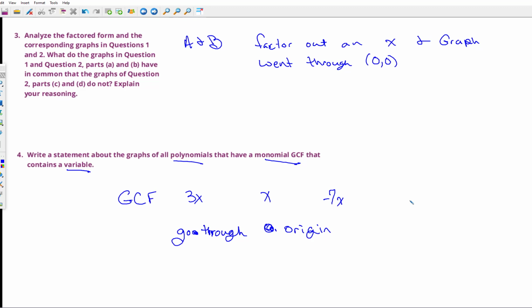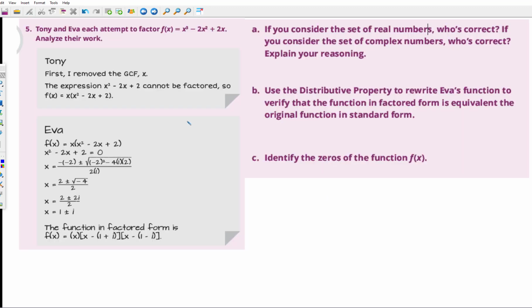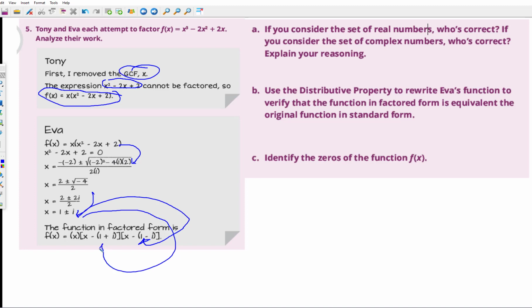So on this next one, Tony says that he was able to remove the GCF of x, and he's left with the expression of x squared minus 2x plus 2, and it cannot be factored, so therefore, this is where we stop. Eva said, well, we were taught that quadratic formula a while back, and that got me to where I could get roots. And if I know what the root is, then I can find the factor. So therefore, it can go further.